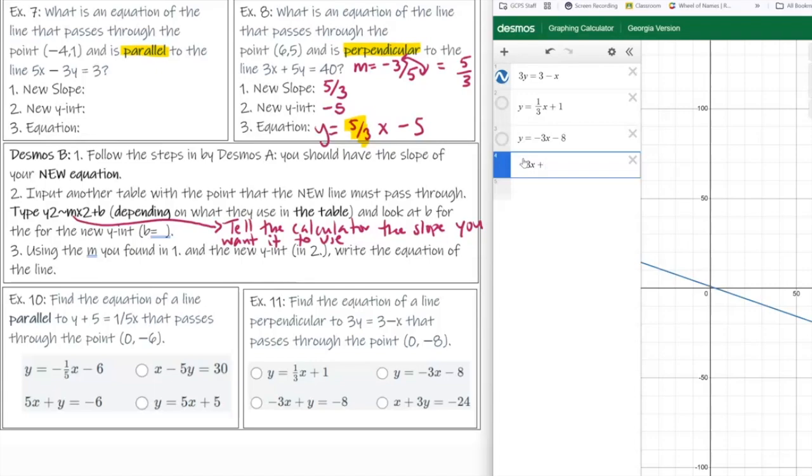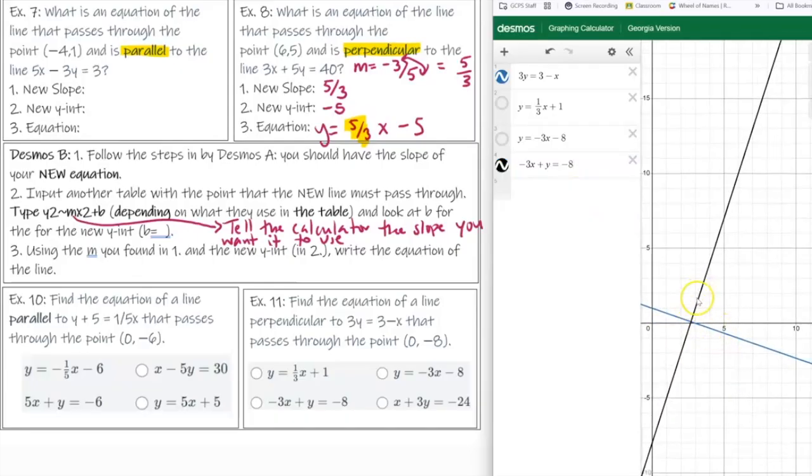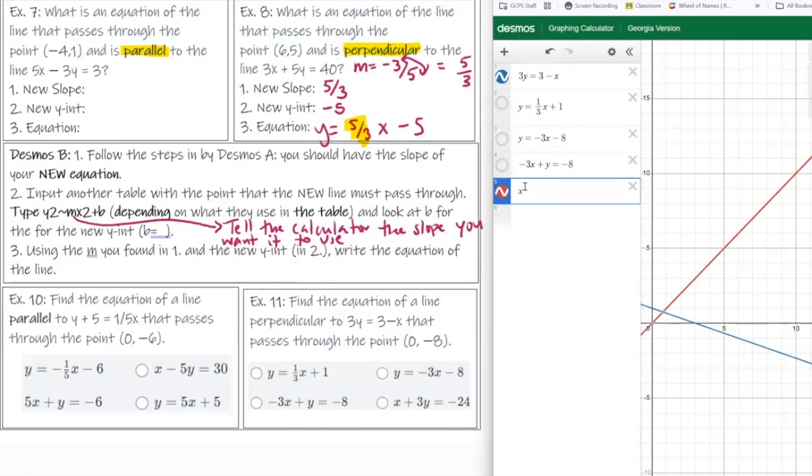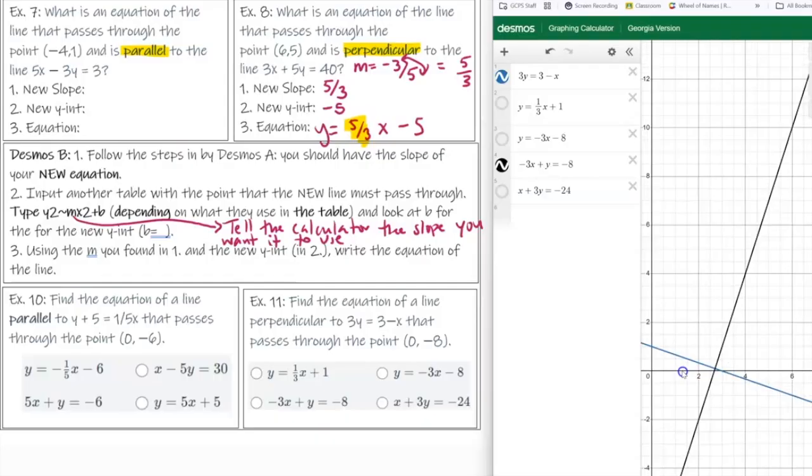3x plus y equals negative 8. Okay, that definitely looks perpendicular. You see, it looks like I can put an L right there. So this might look like an answer, but I'm going to hold off for a second just to make sure. x plus 3y equals negative 24. Oh, that's definitely parallel. All right, so it's definitely not that. There's only one answer choice that looks like it could be it.